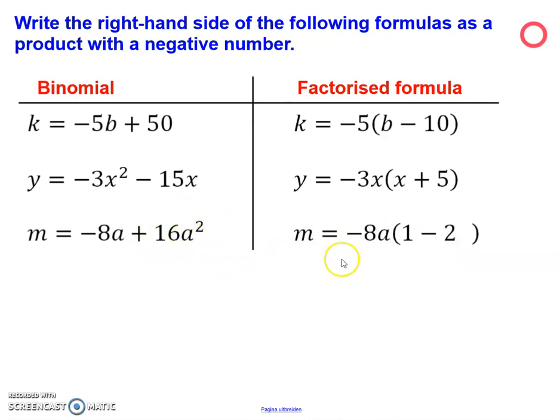And look at a squared, or already you have a over here, so there should be an a over there. Make sure you can check this each time. Minus 8a times 1 is minus 8a. Minus 8a times minus 2a will be positive 16a squared. So you can always check if you have done this correctly by removing the brackets again. Good luck with the exercises.